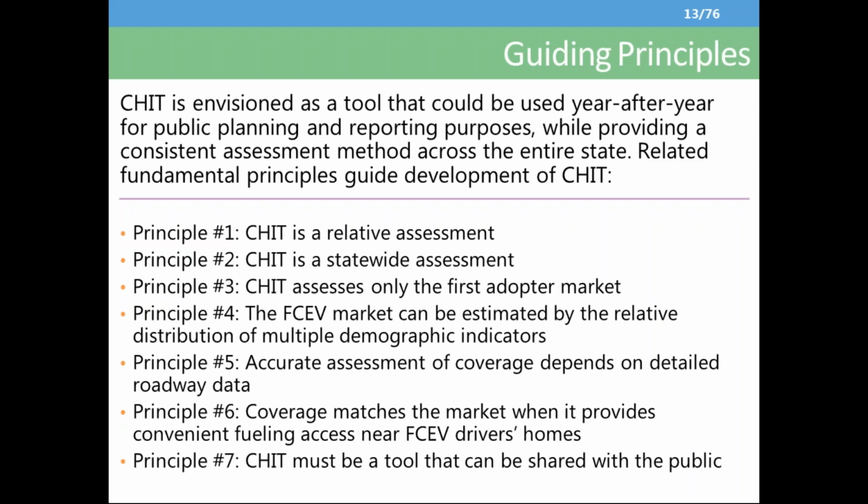So CHIT is a relative assessment. It is a statewide assessment. It provides an estimation at any point within the state. It is built in particular for the first adopter market. That's part of the inputs that we use. That's fundamental to some of the demographic and information choices we've made. As I've mentioned, the actual input data can be changed. So if you, as a user, have other ideas or other information sources, you can use other data to look at potentially different types of markets.